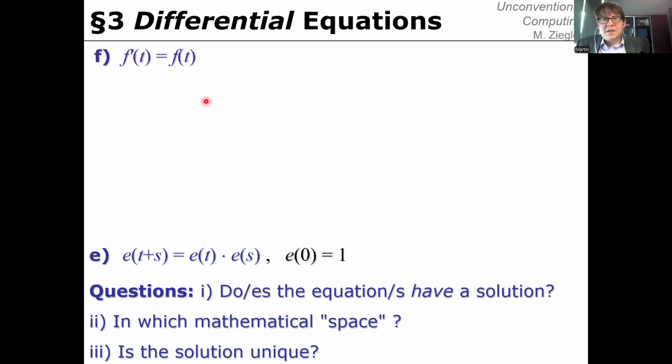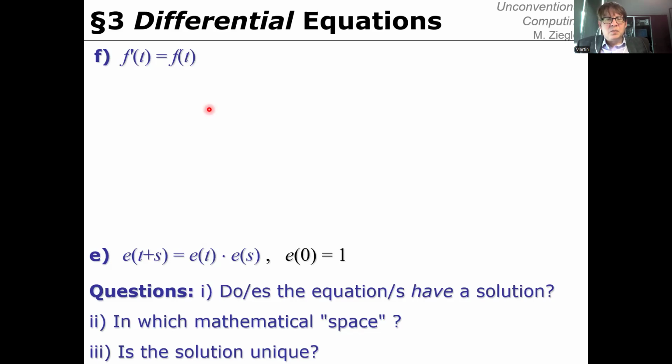Well, yes, it has. The solution is, again, the exponential function, right? Recall that the exponential function has this property: if we take its derivative, then we recover the original function.